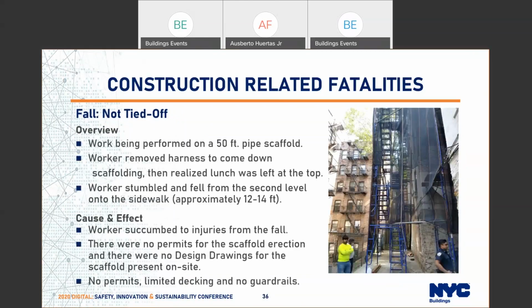Last year in the Bronx, work was being performed on a 50-foot pipe scaffold. A worker removed his harness when he came down, then realized his lunch was left up on top of the building. The worker then went back to get his food. He stumbled and fell from the second floor onto the sidewalk, approximately 12 to 14 feet. The worker died from the injury sustained from the fall. There was no design, drawings, nor permits for the scaffold on site. Additionally, there was limited decking and guardrails.